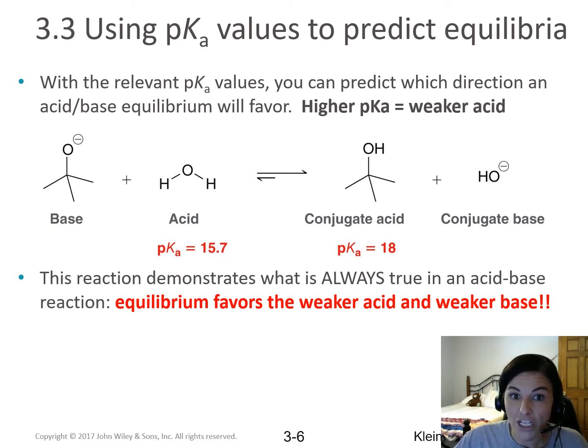In this reaction, we can see that the right side of the equilibrium has the weaker acid because it has a higher pKa value. It has a pKa value of 18 as opposed to 15.7. That side is favored in the equilibrium, and we can see that by the way our arrows have been drawn.